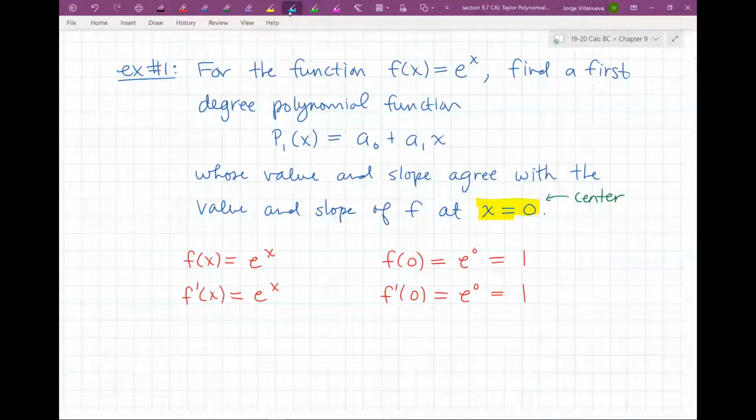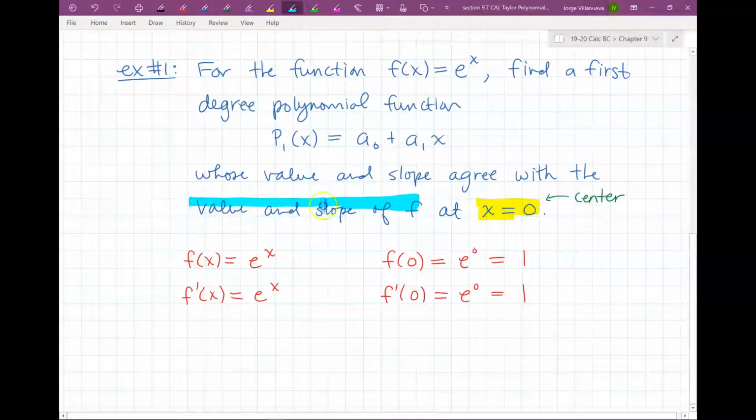What I just did right now is this part right here. The value and slope of f. Okay, that's what I just did right now. The value and slope of f. So that's this.